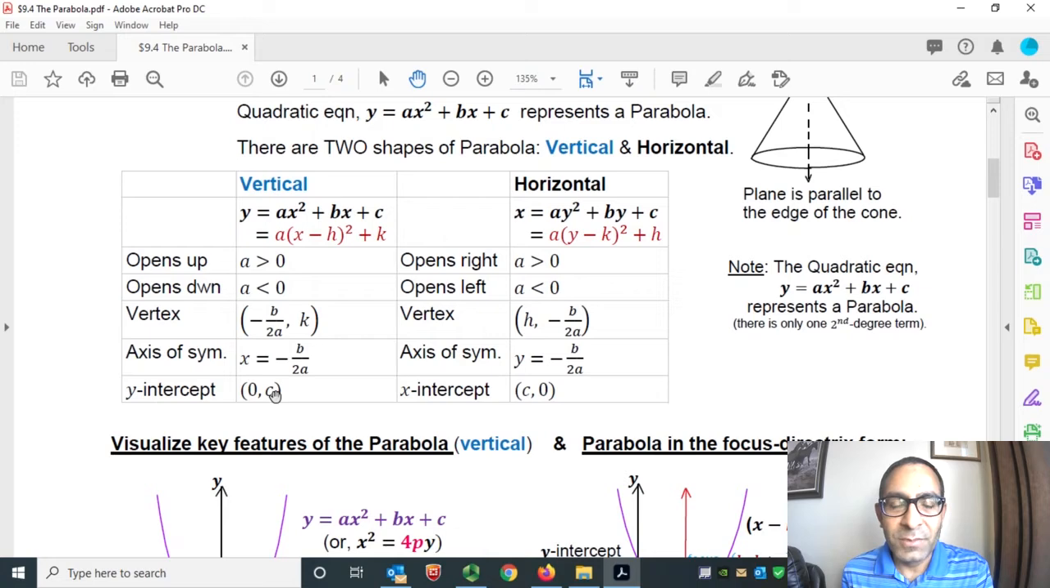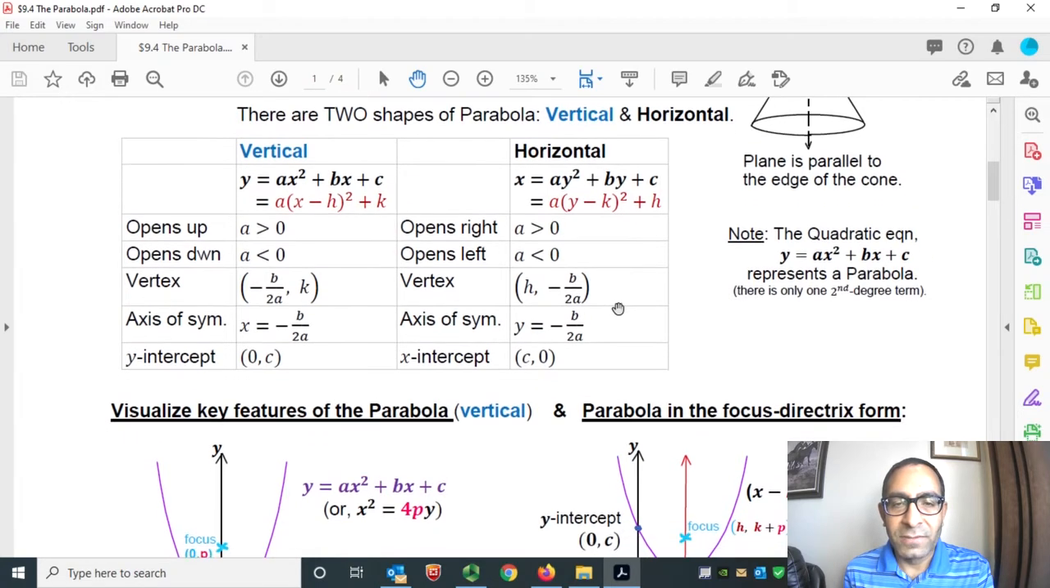and the y-intercept of this vertical parabola is at 0, comma c. Similarly, for the horizontal parabola, the equation is x equals a times y squared plus b times y plus c. Again, by completing the square, we can rewrite this quadratic equation in y as x equals a times (y minus k) squared plus h. This horizontal parabola opens right if a is positive, and opens to the left if a is negative. The vertex is at h, comma negative b over 2a. The axis of symmetry is y equals negative b over 2a, and the x-intercept is at c, comma 0. I hope you understand these key features of these parabolas.